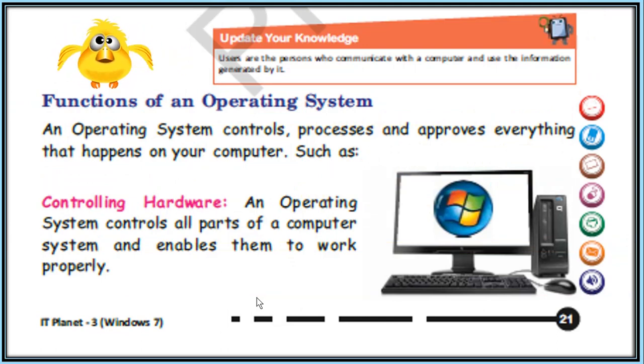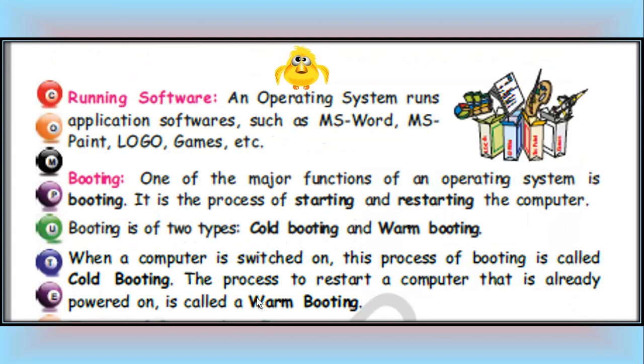Functions of an operating system. The operating system controls, processes, and approves everything that happens on your computer, such as controlling hardware. An operating system controls all parts of a computer system and enables them to work properly. Running software. An operating system runs application software such as MS Word, MS Paint, Logo, games, etc.